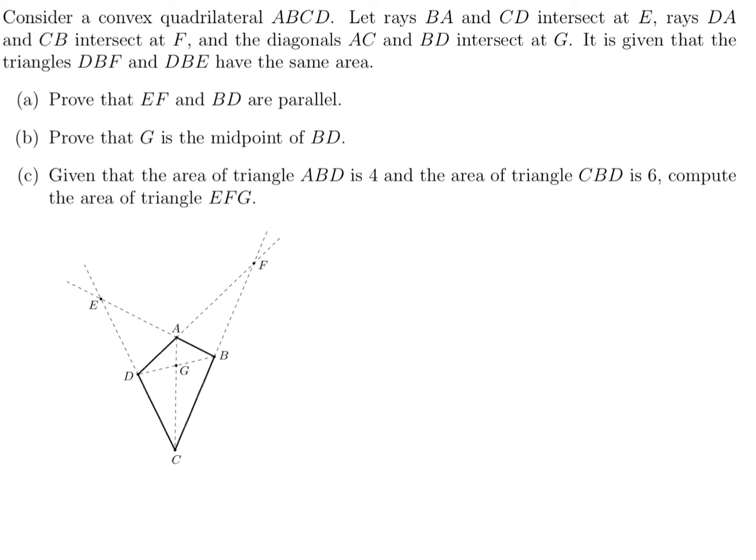So here is a nice diagram that illustrates exactly what they're talking about in the question. Now, they're telling me that the triangles DBF and DBE have the same area. So DBF and DBE, they have the same area. So that means the heights from E and F to line DB are equal in length.